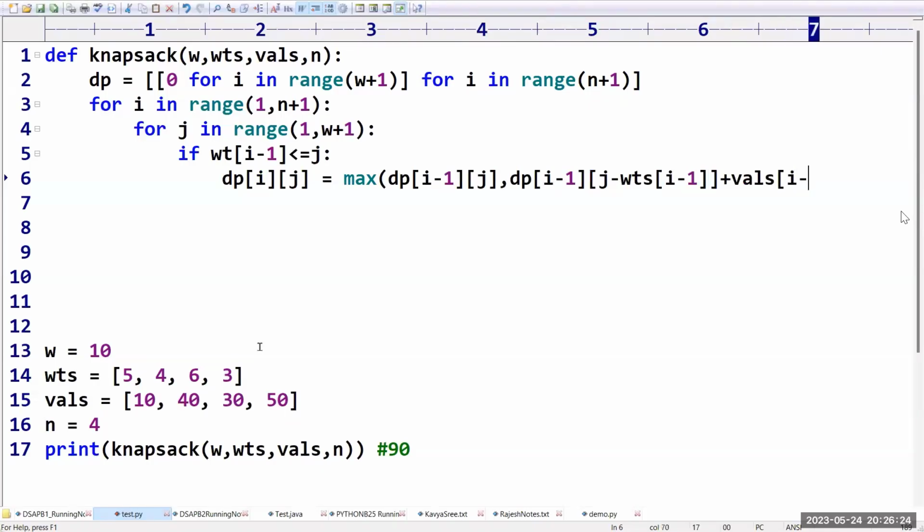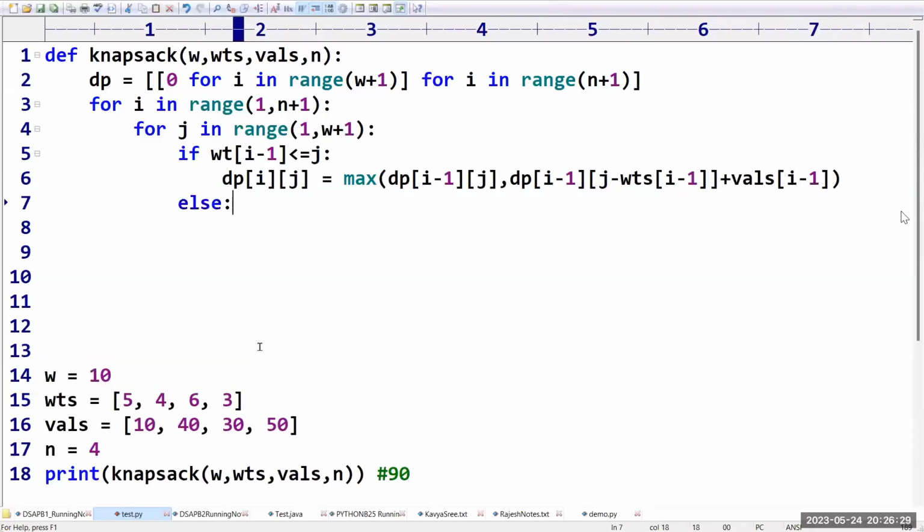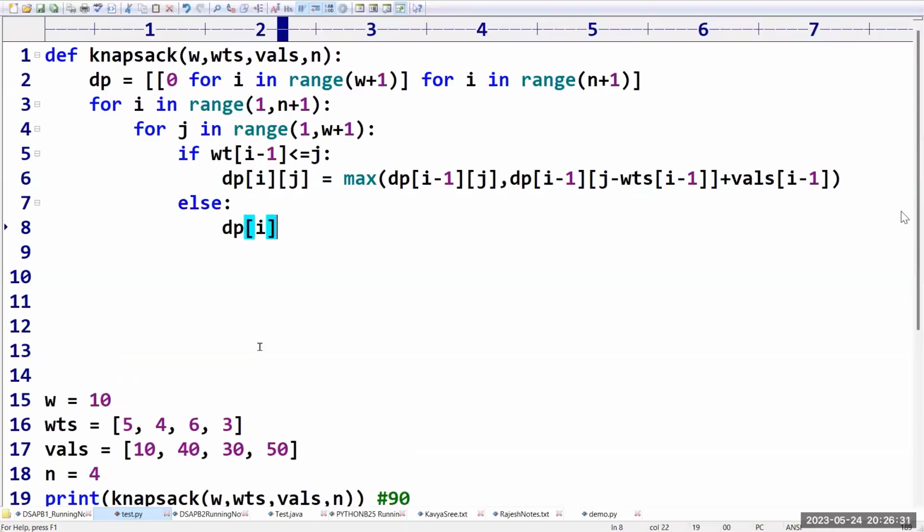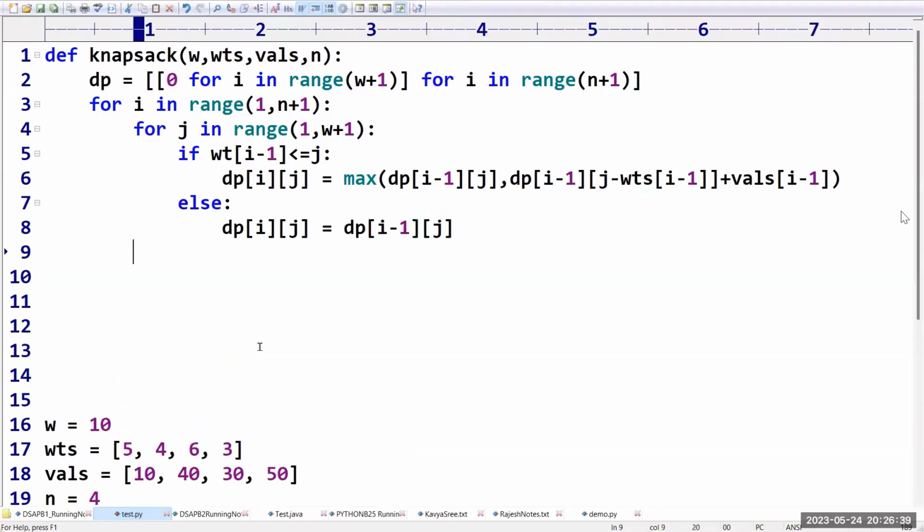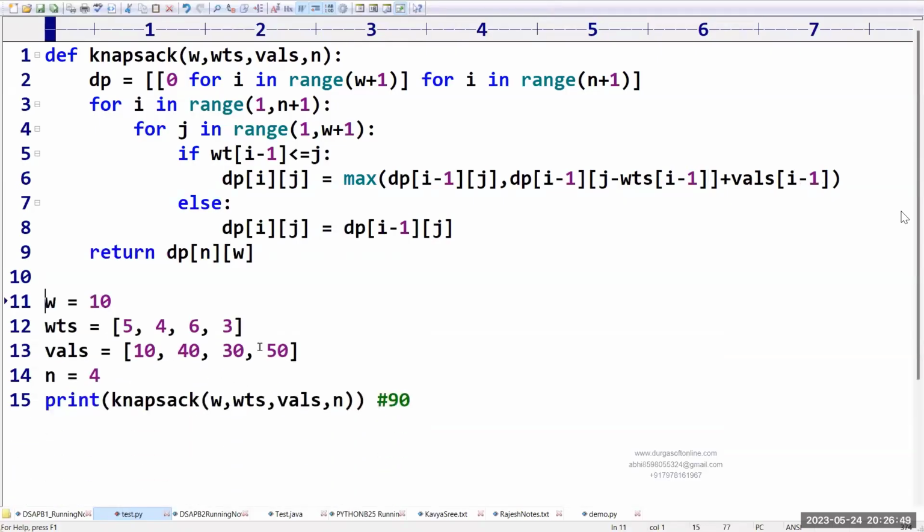Anyway, I will show you, don't worry. Once I go for execution, then only you will get clarity. Otherwise, it is the same formula, sir. Whatever we did in the recursion, the same formula I am using here. At last, we have to return dynamic programming of n and w. Sir, now let us see how it is going to work. Please listen carefully. In this case, we are creating an array with size. Sir, can you explain line number 6?